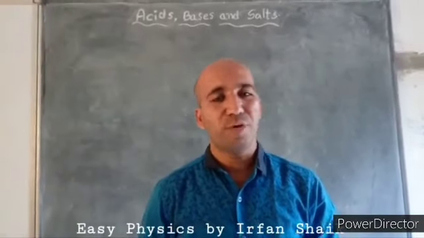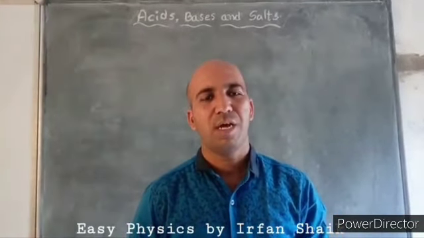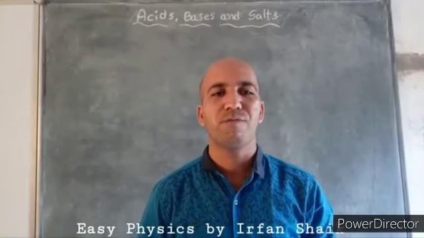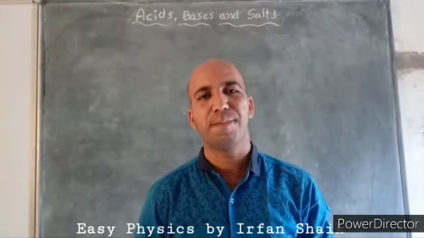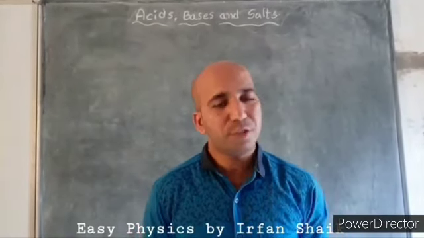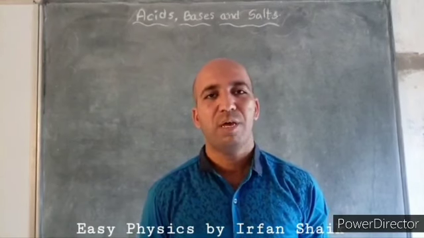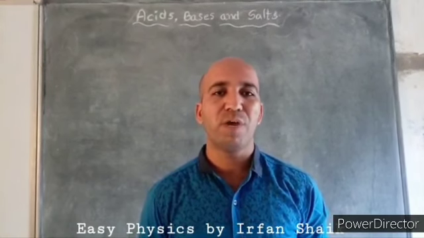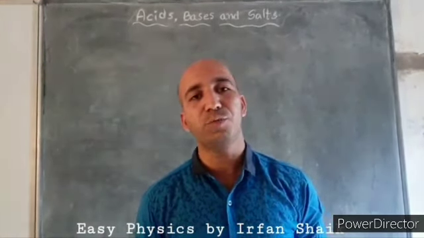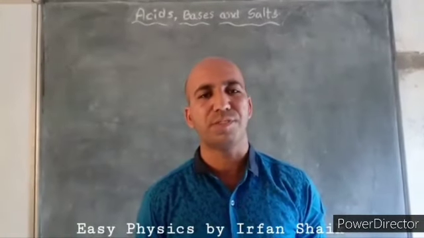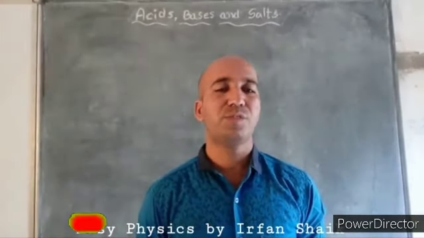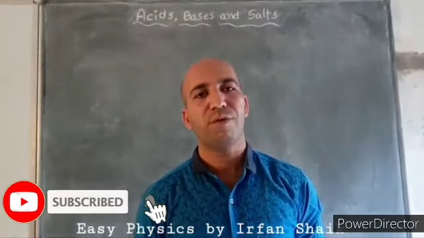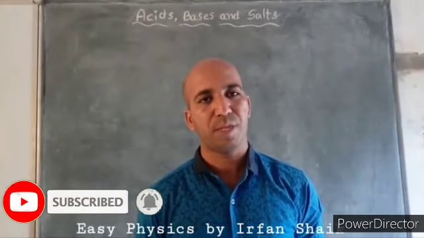Class, we are going to discuss another chemical property of an acid and a base. Let us know what happens when a few granules of a metal are added to an acid or a base. Let us first try to understand what happens when a metal is added to an acid.